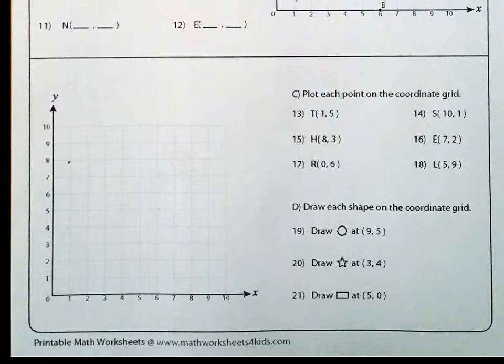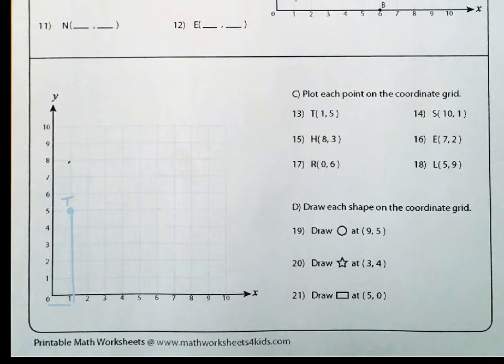And when we draw that point in, we have to label it T. Okay, so get our pen started, and we go, so number 13 is 1, 5. So we go along 1, and then up 5. Okay, so there's our point there, and we label it T. Okay.